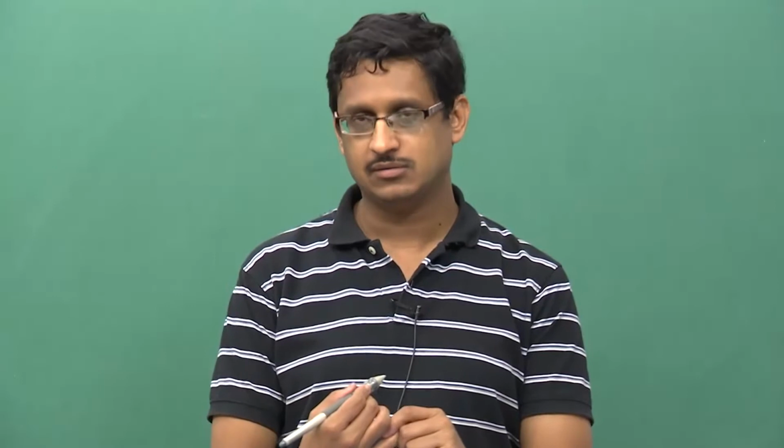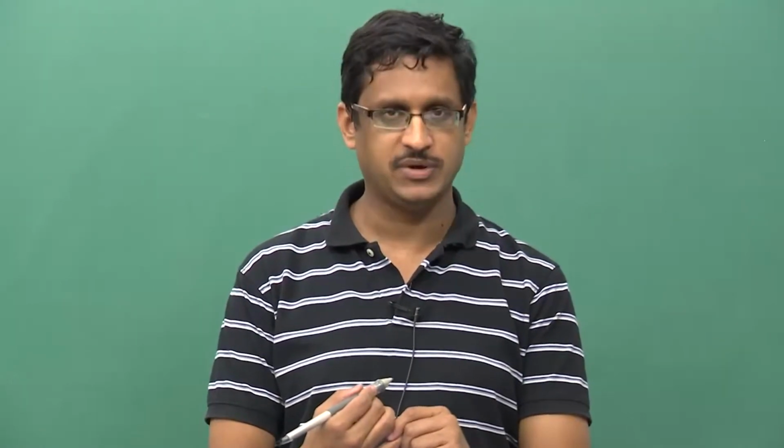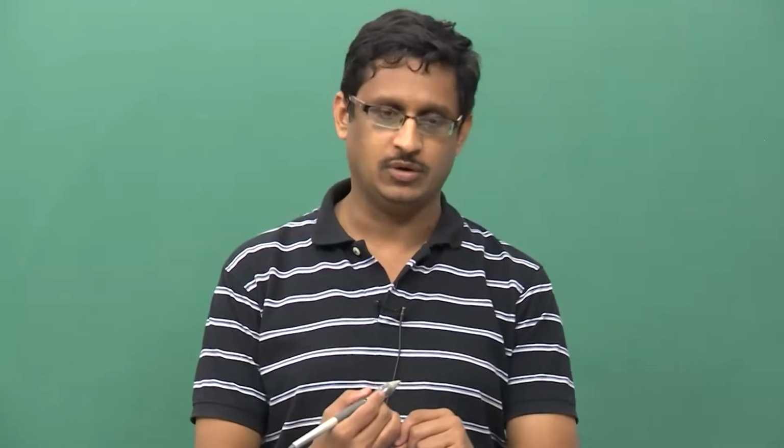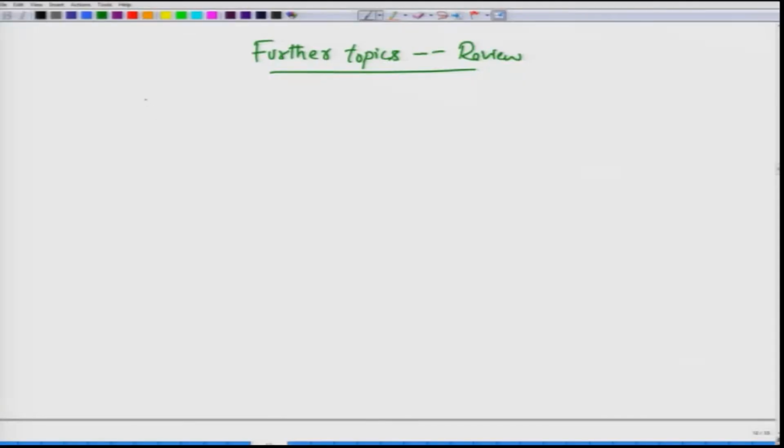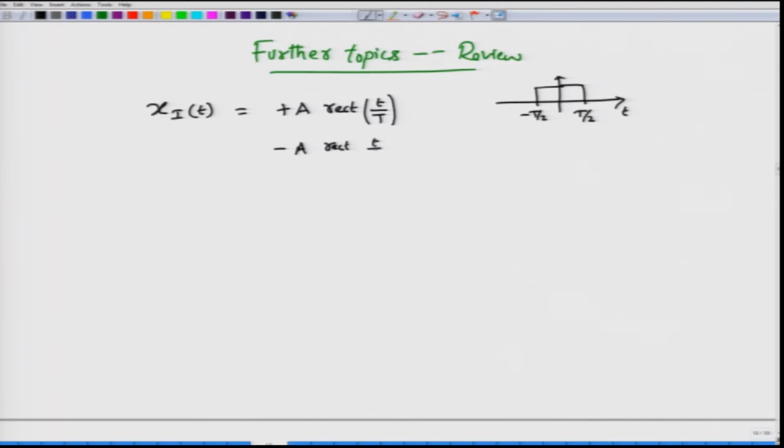In this module, we will continue the review of some topics that we started in the previous module. So, we saw in the previous module that given xi of t and xq of t, you can actually construct the band pass signal. Suppose xi of t could be plus a rectangular function of duration t. This is our notation for defining a rectangular pulse of duration t, which, in the way that we have defined, will extend from minus t by 2 to plus t by 2. And then xi of t can also be minus a rectangular pulse of the same duration.